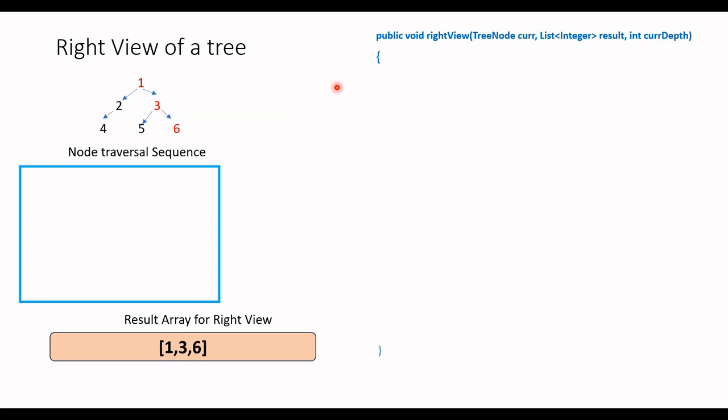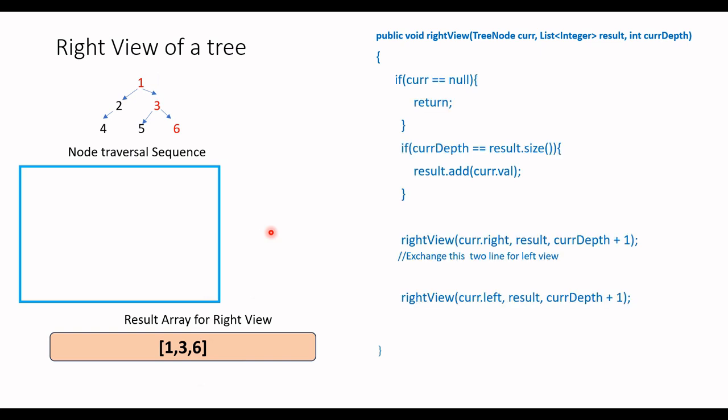Let us discuss how to traverse a tree if we are viewing it from its right side. So in this particular binary tree, the nodes that will be visible starting from top to bottom are going to be 1, 3 and 6, and that is the expected output of the array for this problem statement. Let us dive into the particular approach for this.